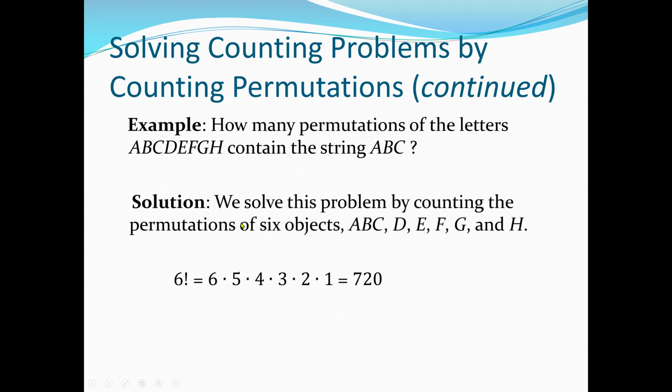So since we have 8 characters, we can solve this problem by counting the permutations of 6 objects, because we take ABC as one block, then we have D, E, F, G, H. So the possible ways will be 6 factorial.